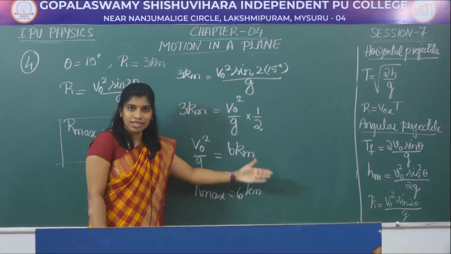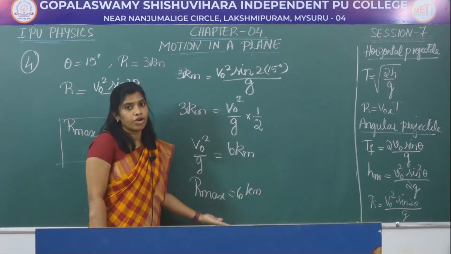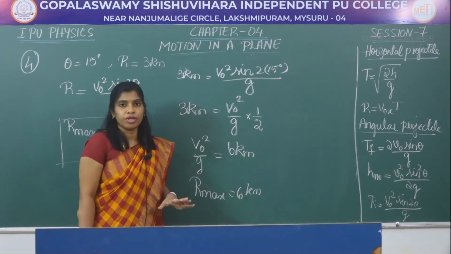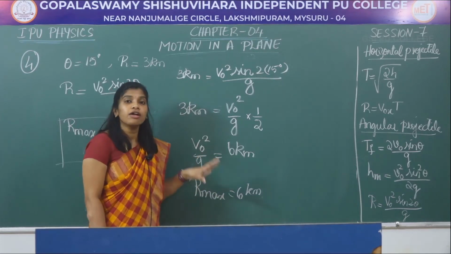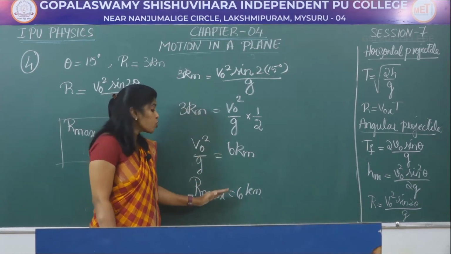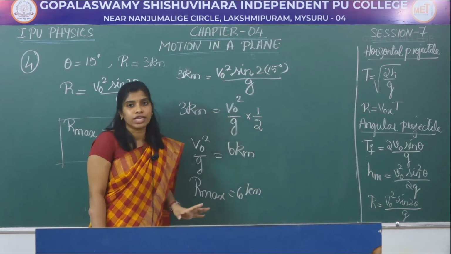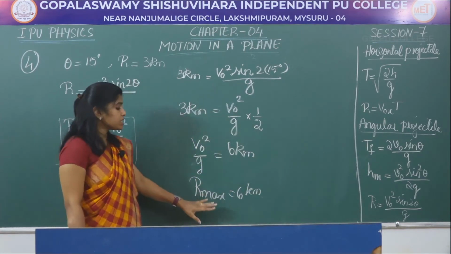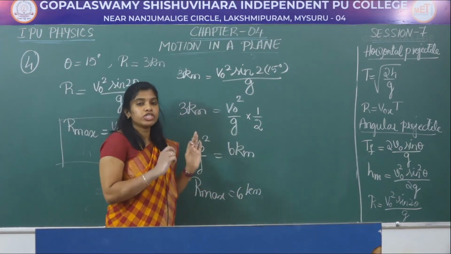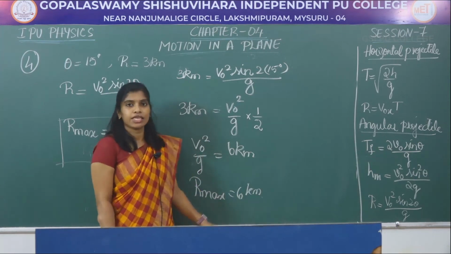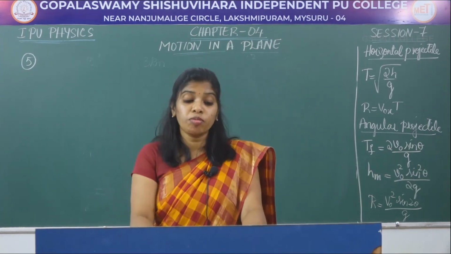It is beyond this range, the maximum range. Therefore, it is not possible. The bullet cannot reach a range of 7 kilometer. It cannot go beyond this range, which is 6 kilometer, because the maximum range which the bullet can reach is 6 kilometer. Now, I will read out the fifth problem.